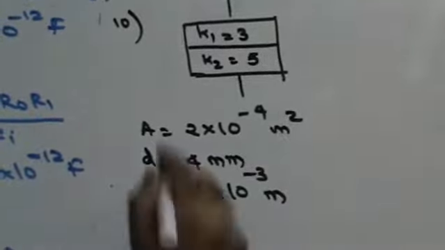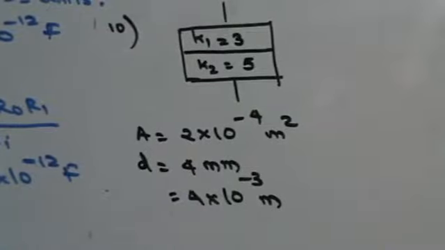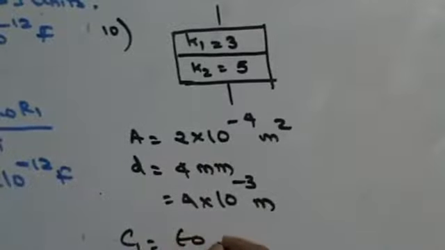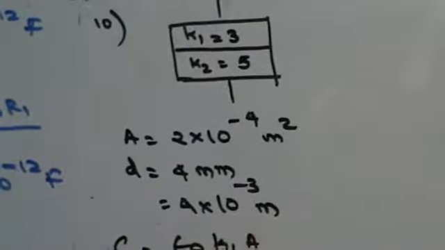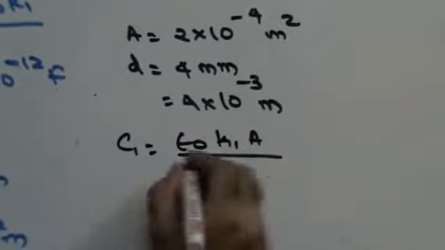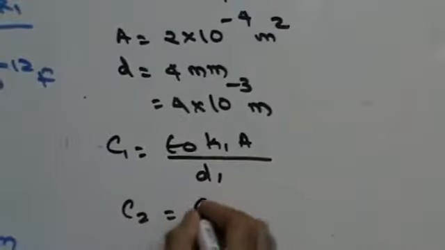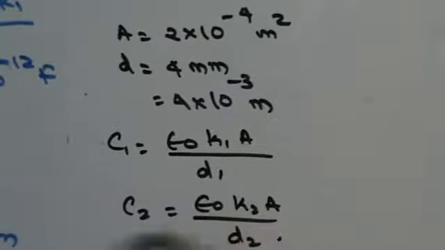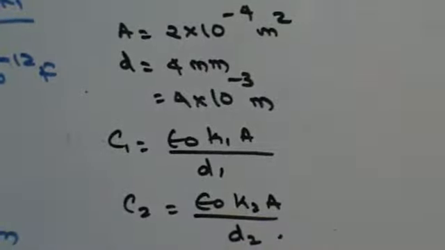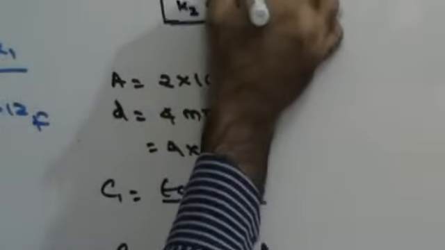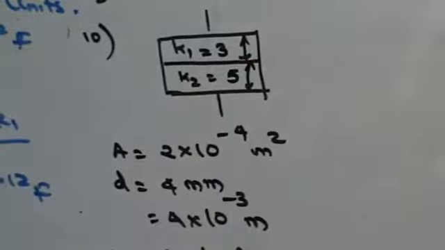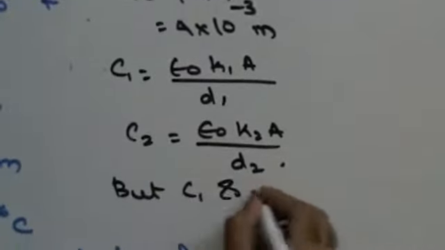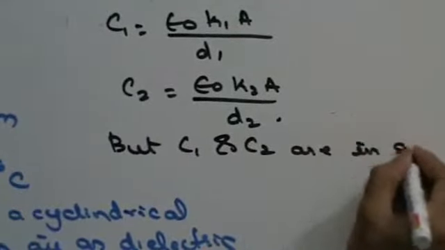Now, let's assume since there are two dielectrics, there will be two different capacitances formed between them. I can say that C1 will be nothing but epsilon 0 K1 A upon D1. C2 will be epsilon 0 K2 A upon D2. Right? Now this will be the capacitance C1 and this will be your capacitance C2. So C1 and C2 here are in series.